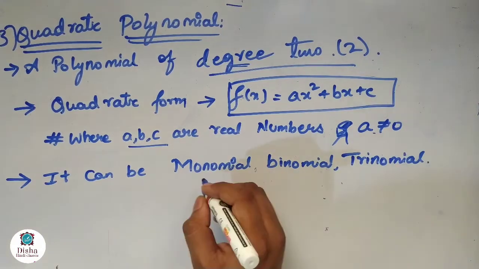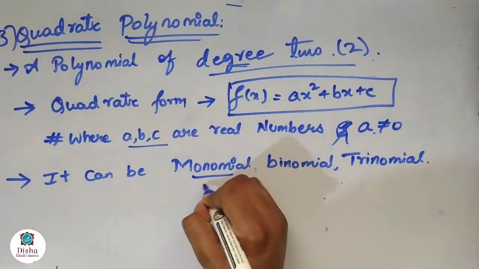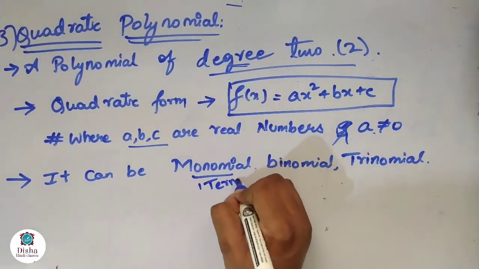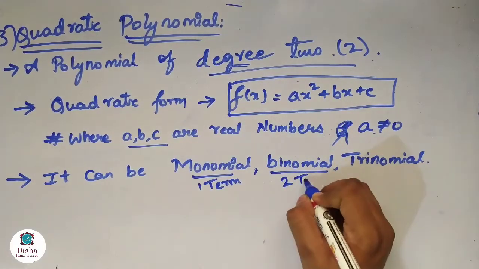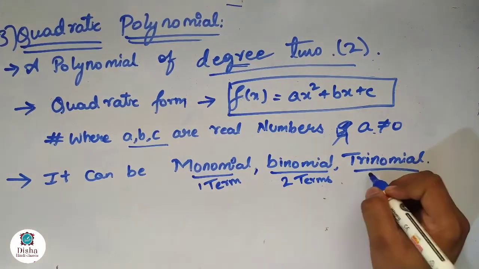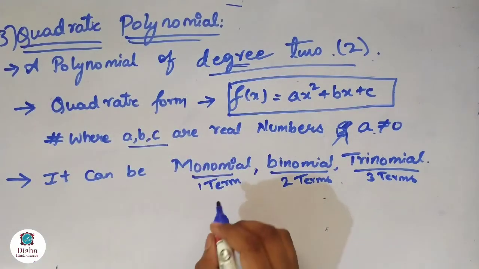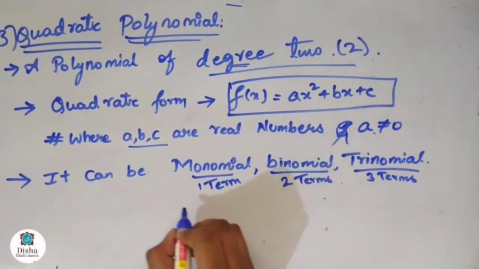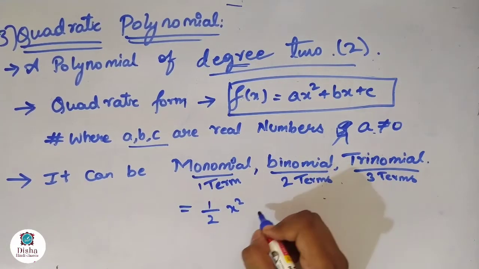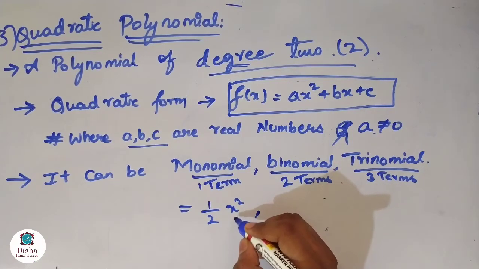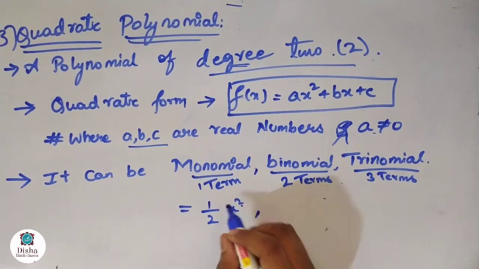But I forgot to tell this: what are monomial, binomial and trinomial. Monomial means only one term in the expression. Binomial, bi means two terms in the expression. Tri means three terms, right? Now a quadratic polynomial can be a monomial. That means it can be in the form of 1 by 2 x square. What is the power of this polynomial? 2. 2 means quadratic. Therefore, it is a monomial quadratic polynomial.